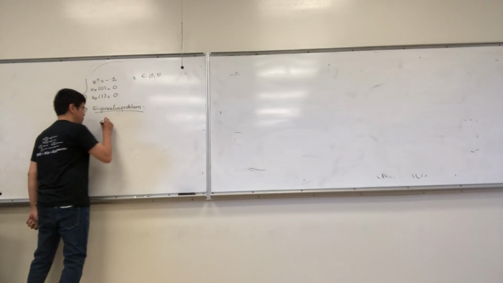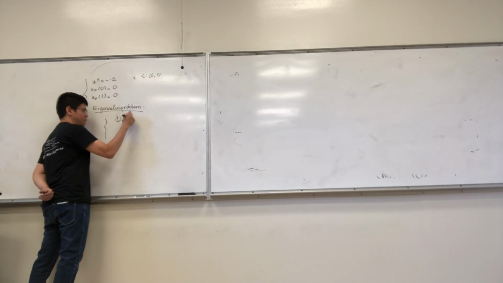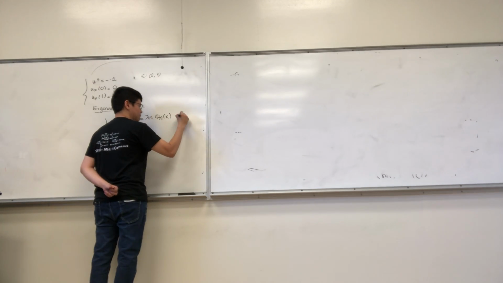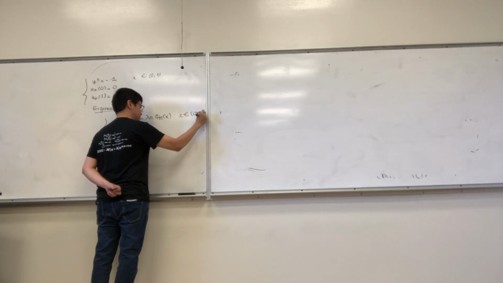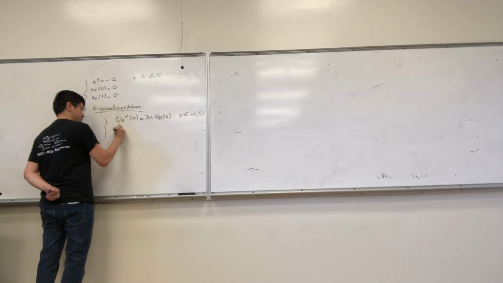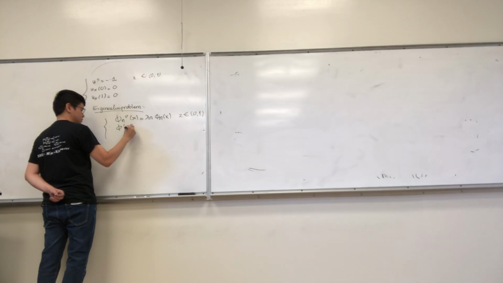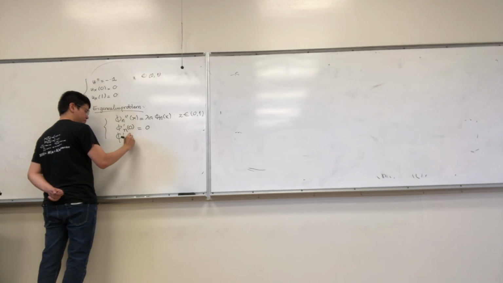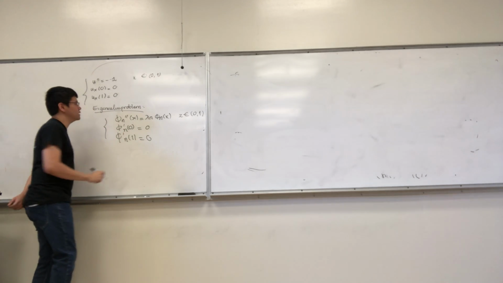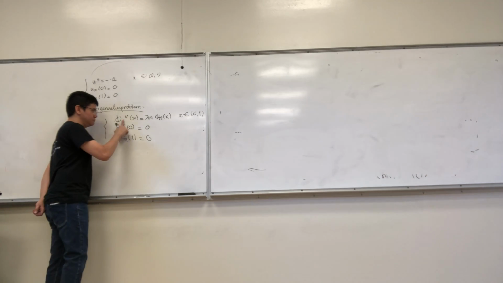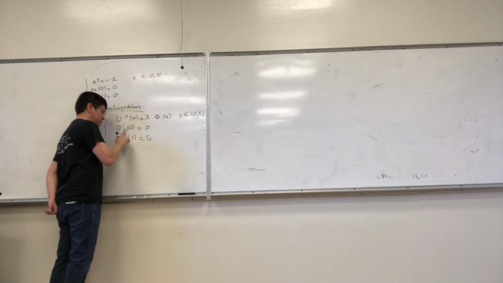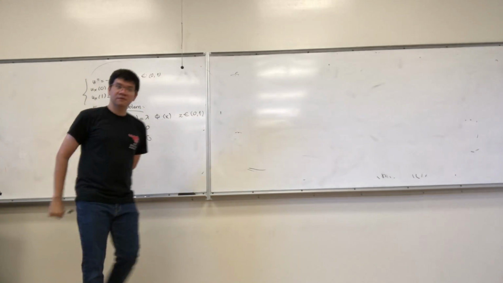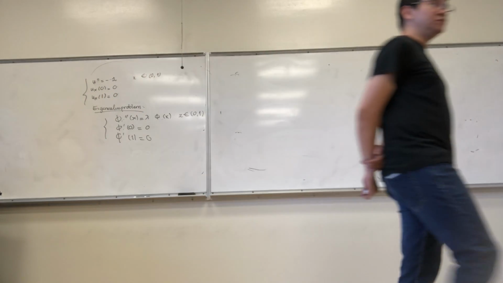So the eigenvalue problem will be Phi n double prime of x is lambda n Phi n of x, for x from 0 to 1. Phi prime at 0 is 0, and Phi prime at 1 is 0. You can remove the n, because when we solve it, we will see the n. Is it clear? Questions?